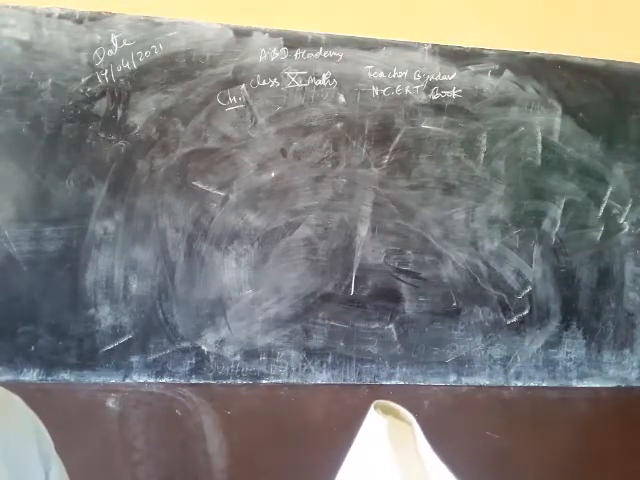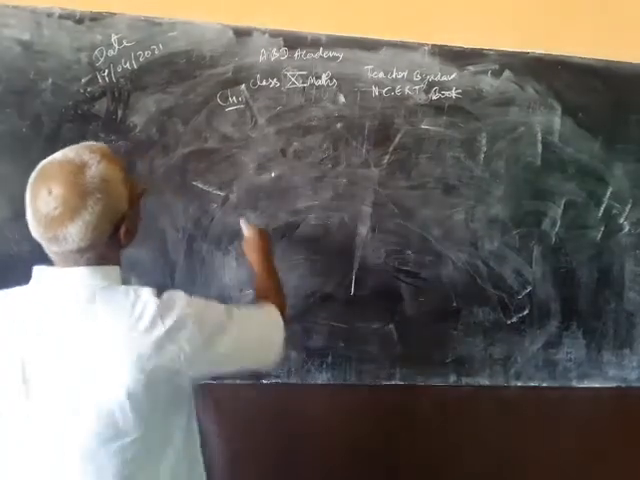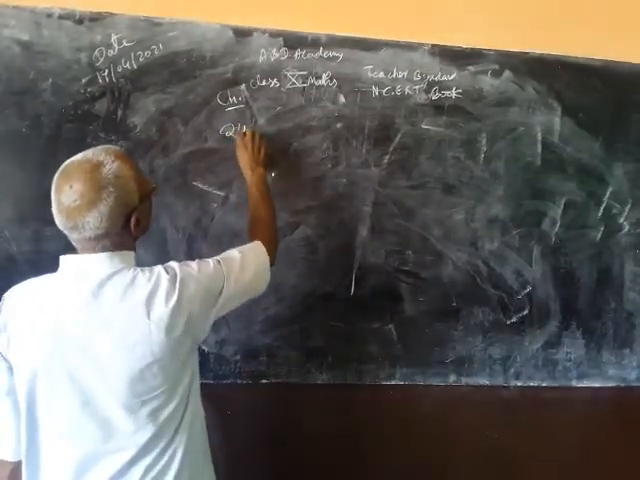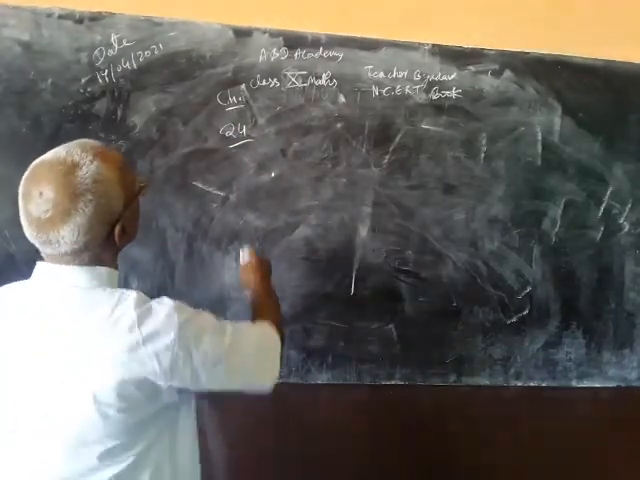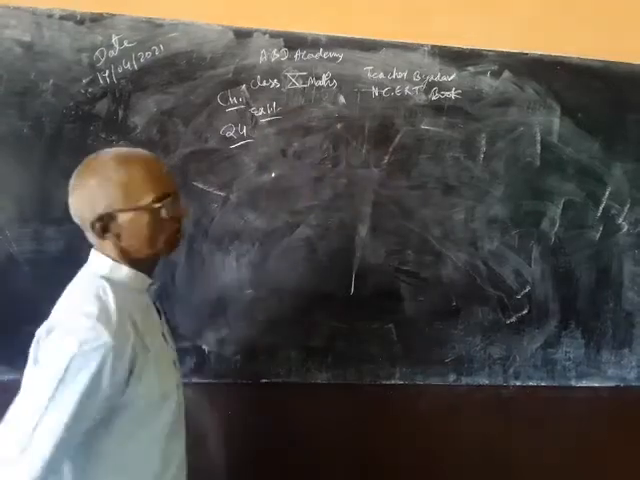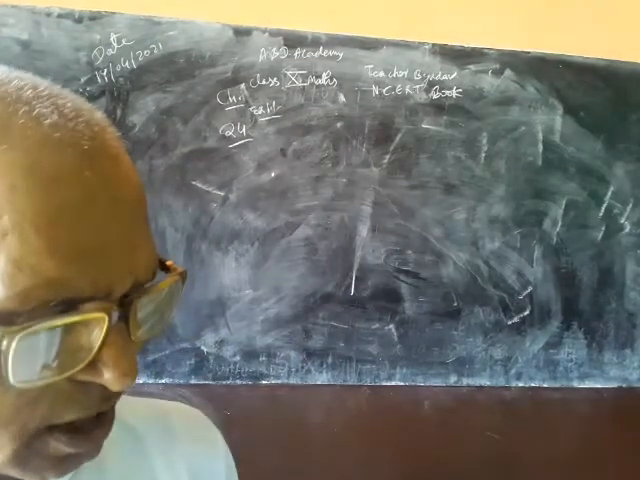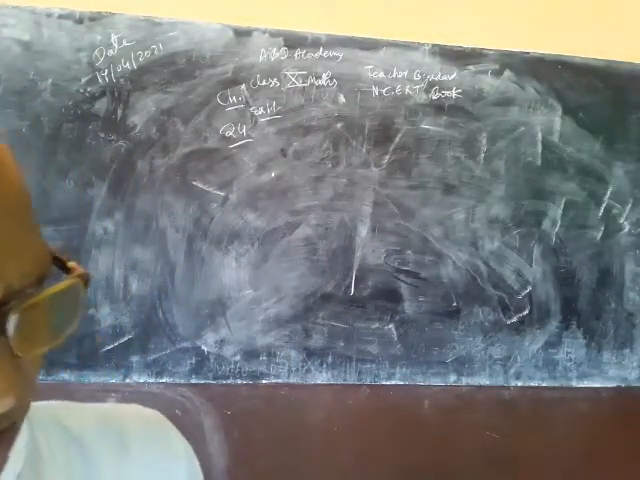Number 4. Use Euclid's division lemma to show that the square of any integer is either of the form 3m or 3m plus 1 for some integer m. Square of any number. Question 4 of Exercise 1.1. Use Euclid's division lemma to show that the square of any positive integer.